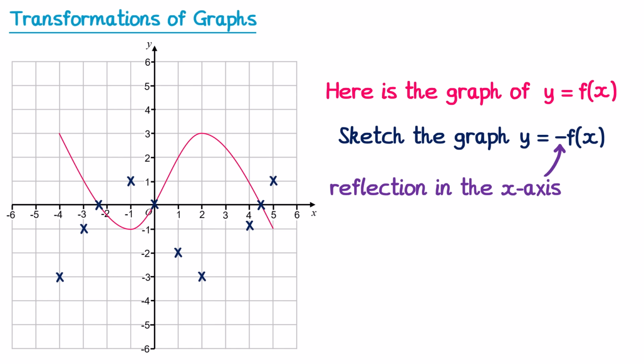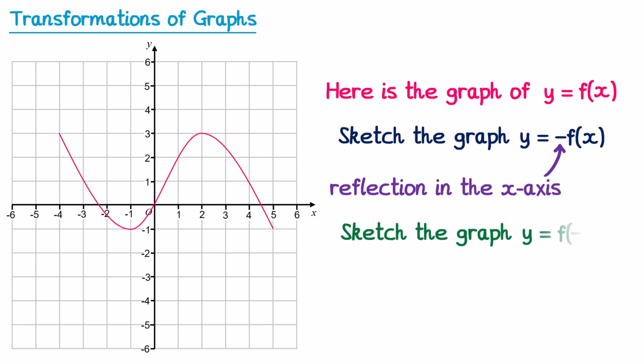There's no rule that tells you how many of these points you need to do, but I would try and do all of the points that have integer valued coordinates and also all of the ones that are on the axis. So if we join these up with a smooth curve, we end up with this graph here, and that's the answer to the question. Now let's use this graph to do a second question.